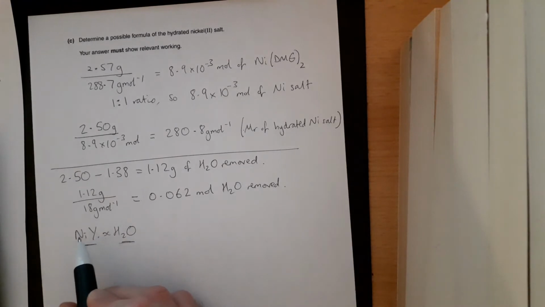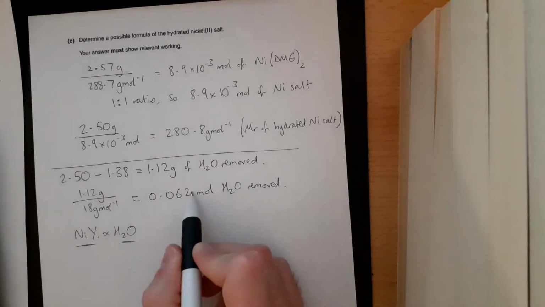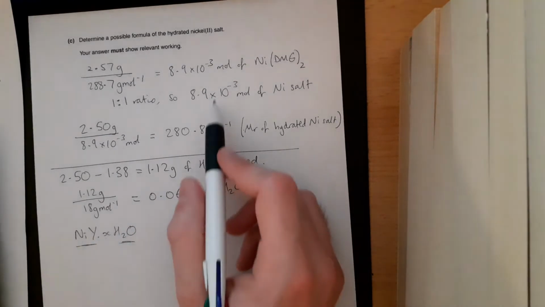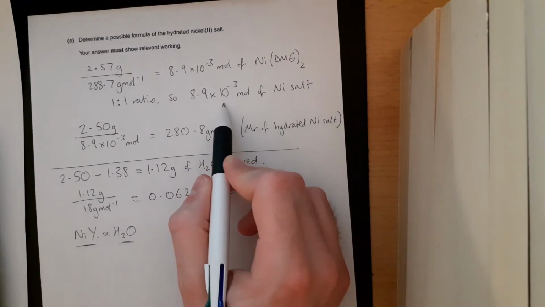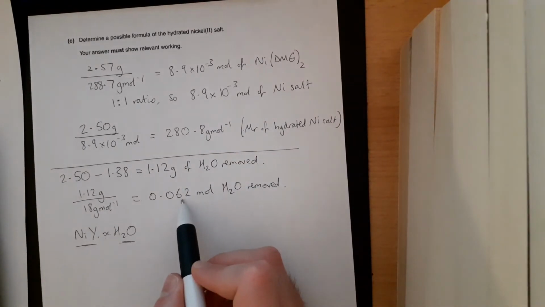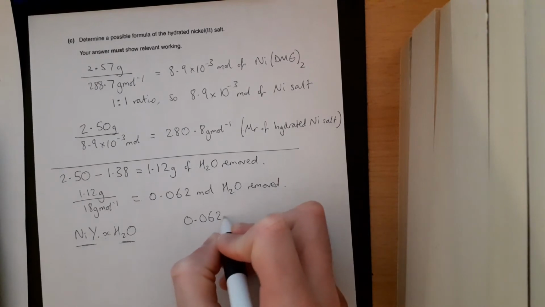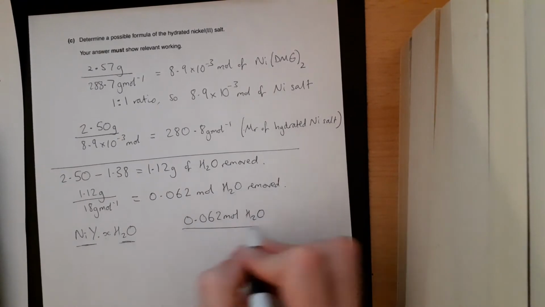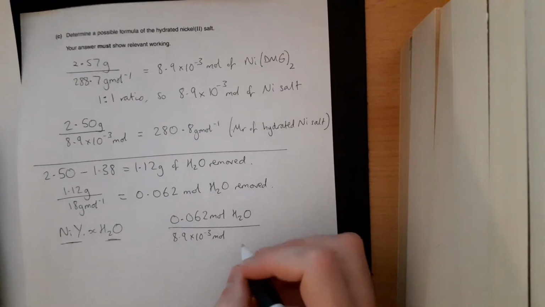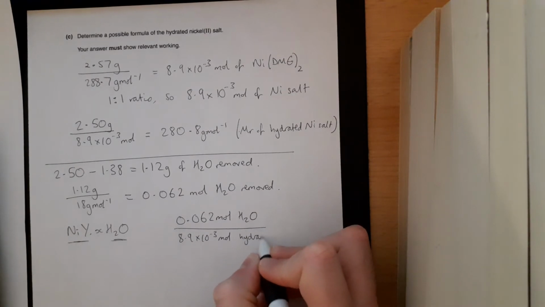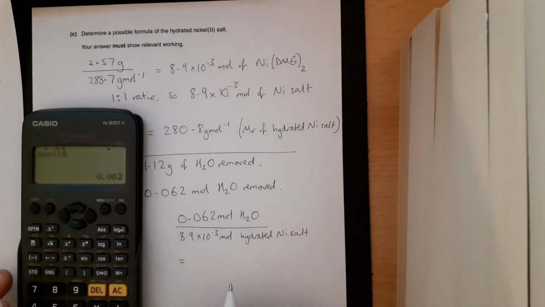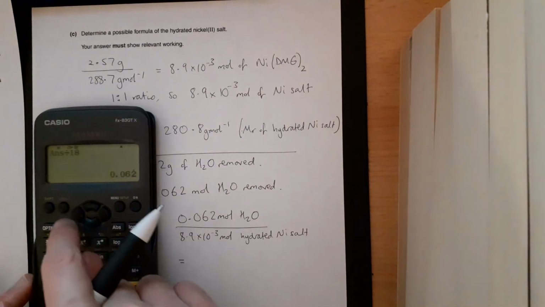Okay, so we want to know the ratio of the number of moles of this to the number of moles of that. So that's the number of moles of water, and the number of moles of this whole thing is this many moles, isn't it? Okay, that's the hydrated nickel salt. So we can just do the ratio between these two. So if we then do 0.062 moles of water divided by 8.9 times 10 to the minus 3 moles of the hydrated nickel salt. Hopefully this comes out as, oh, I need that number back, don't I? Let me save that number on my calculator.